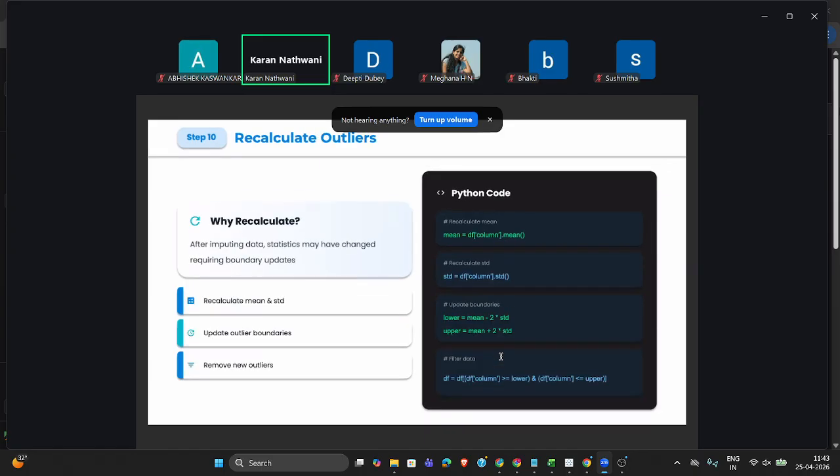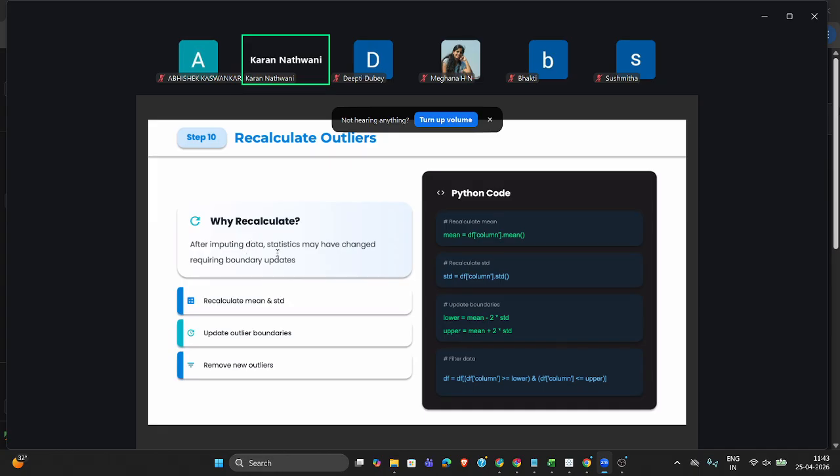Then recalculate the outliers. This is again a repetition, I would say, because it is calculating the statistical range between the lower and upper one. The lower one is mean minus 2 times standard deviation, and the upper one is mean plus 2 times standard deviation. But recalculating outliers is important. Why? You know why?